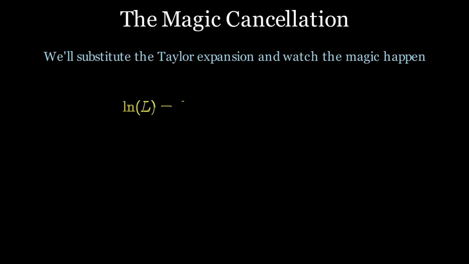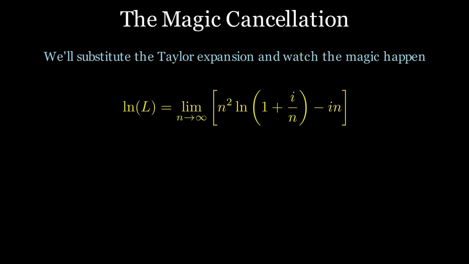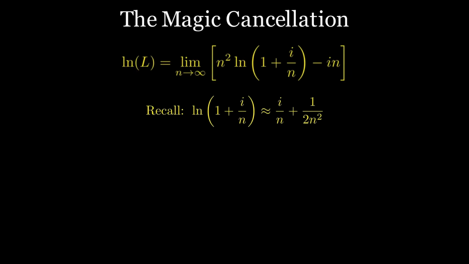Now comes the moment where everything clicks. We had ln L equals the limit of n² ln(1 + i/n) - in. And from the Taylor expansion, we found ln(1 + i/n) is approximately i/n + 1/(2n²). That's a big deal because it separates two behaviors. The imaginary term creates rotation, and the real term creates tiny growth in magnitude.